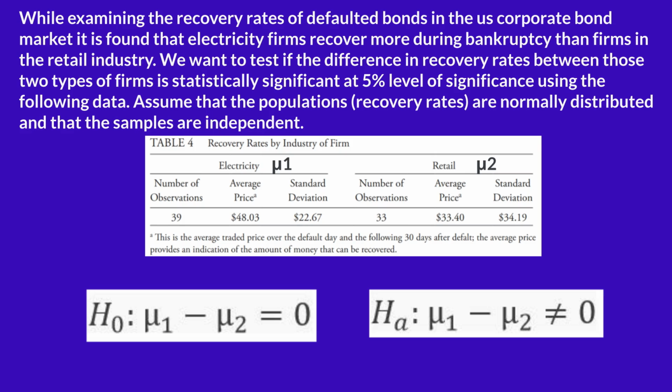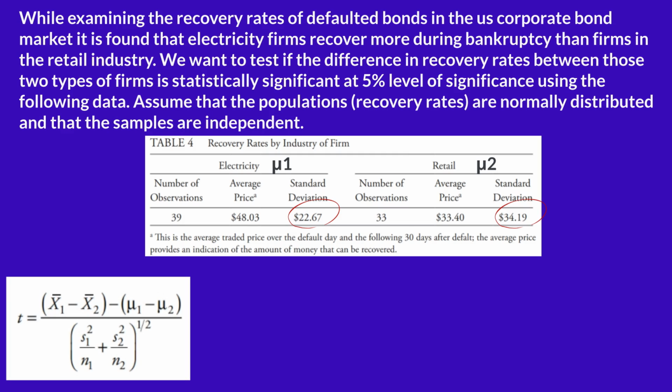The sample standard deviation for the recovery rate on the bonds of electricity firms is $22.67, which appears much smaller than the sample standard deviation of the bonds for the retail firms, which is $34.19. Therefore, we should not assume equal variance, and accordingly, we should employ the alternate t-test given by the following equation.